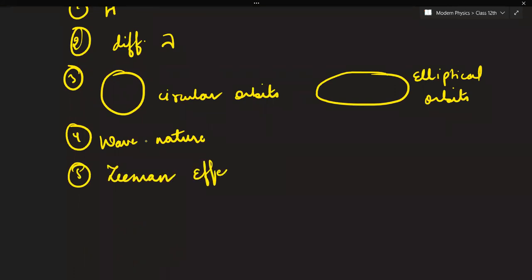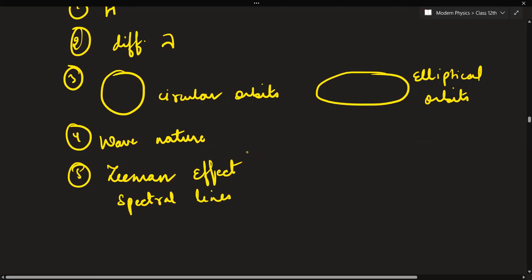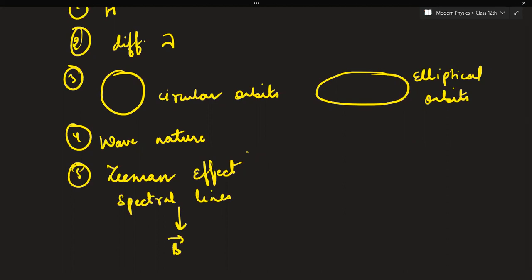Zeeman effect. See, what is the Zeeman effect? The spectral lines that are present, the lines in the ray diagram which I have drawn, all the lines that are falling. So spectral line occurrence in a magnetic field. What will happen if it occurs in a magnetic field? That phenomenon is known as the Zeeman effect. You don't need to study about it, just remember the term Zeeman effect. So spectral lines further splitting in a magnetic field. We have no explanation for it from Bohr's theory.